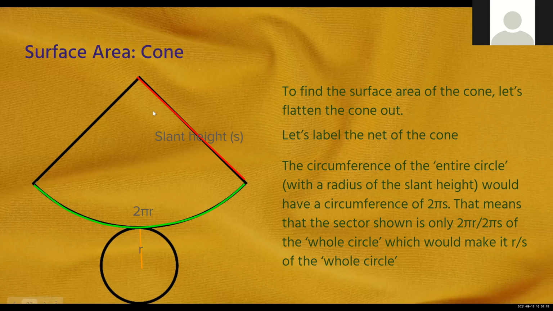But since this is a portion of the actual circle, if it were completed, then to find what portion of that whole circle this is, we would do 2 pi r, which is this, divided by 2 pi s, which would be the circumference of the whole circle. So that means r divided by s is the fraction of this whole circle with the radius of the red line.